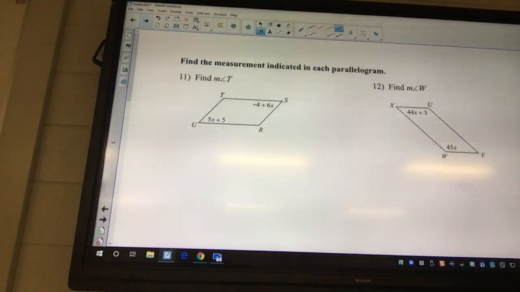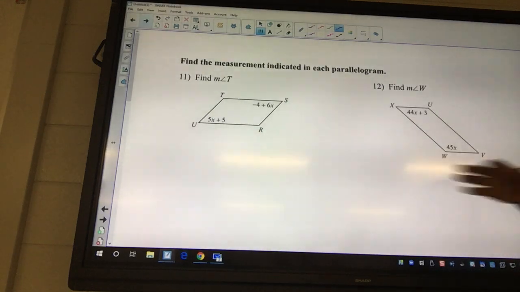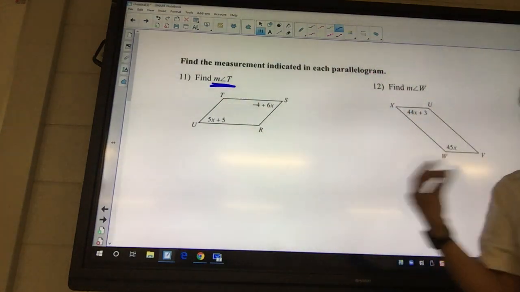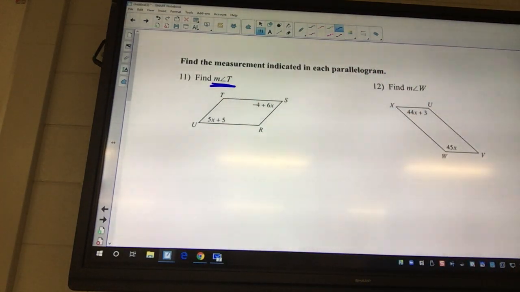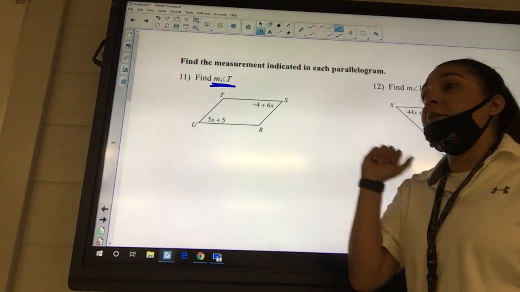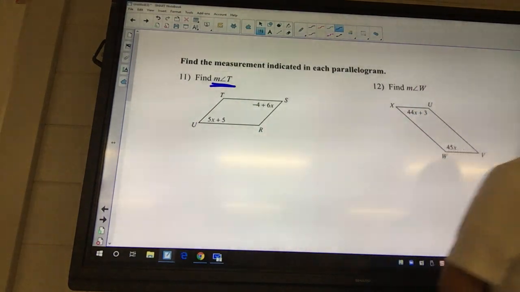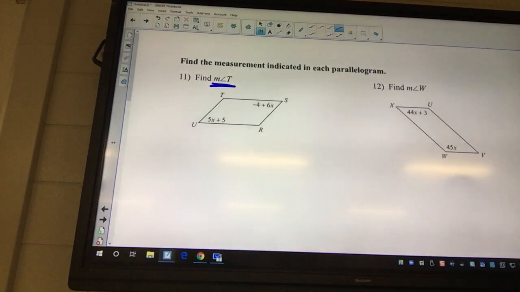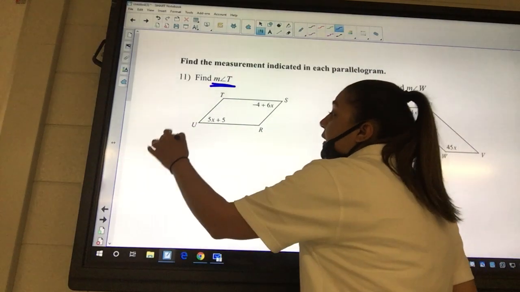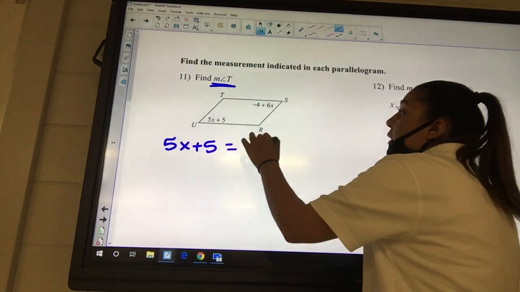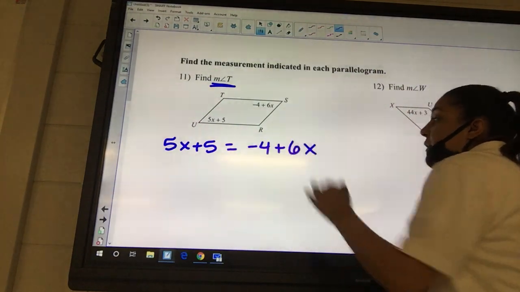What that's saying, in layman's terms, is to take the x and plug it back into whatever angle and find exactly what that angle is. So on the very first one, they want you to find angle t. Okay? Now, go with what you got first. So, are these same sides or opposite sides? Opposite. Opposite, which means what? They're equal to. Okay, so we can say 5x plus 5 is equal to negative 4 plus 6x.